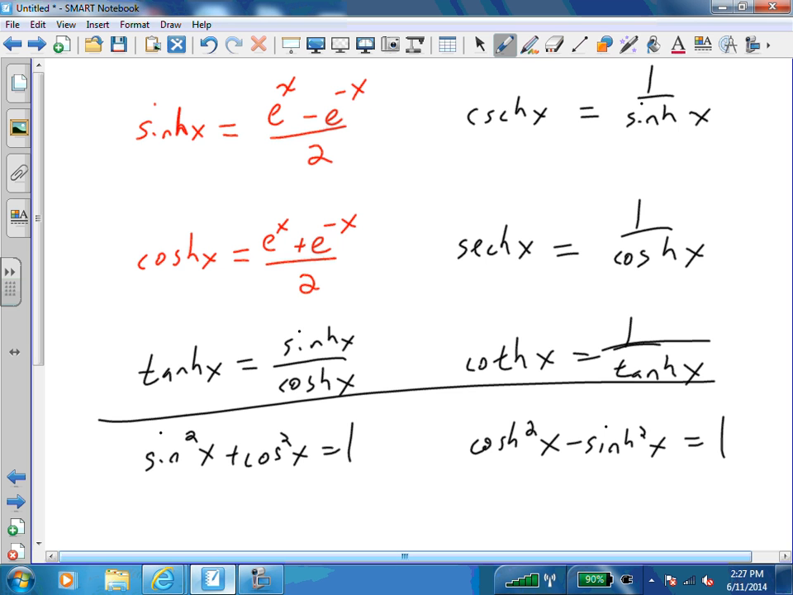But you still have your sum and difference identities, your Pythagorean identities, that's just one of them. We still have the other two. They're a little bit different. Hyperbolic tangent squared plus hyperbolic secant squared is 1 instead of having a minus in there.